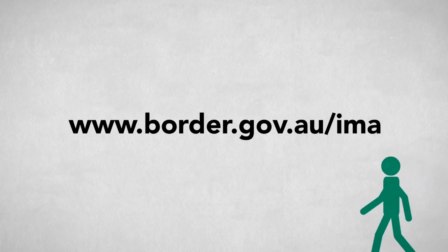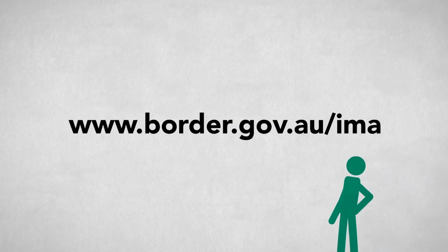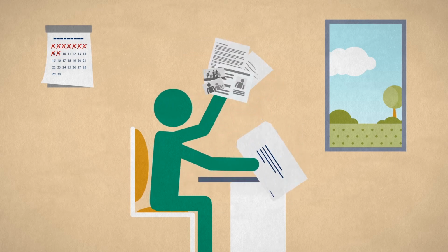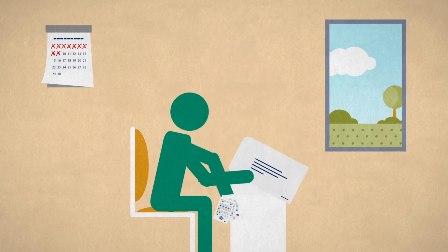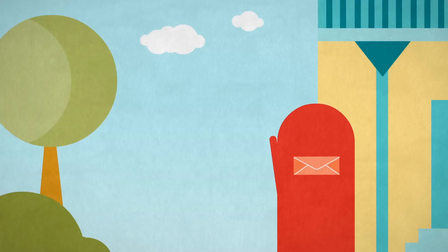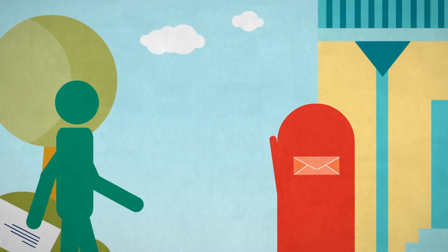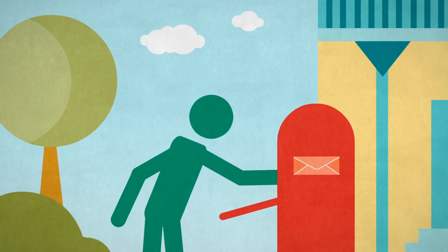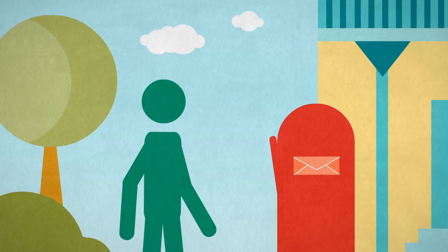You can find more information about these visa options at www.border.gov.au/IMA. When you apply for a protection visa, it is very important to give the Immigration Department all your protection claims and supporting evidence early and in full. If you do not do this and your application is refused, you will probably not have an opportunity to provide any new claims or new evidence.